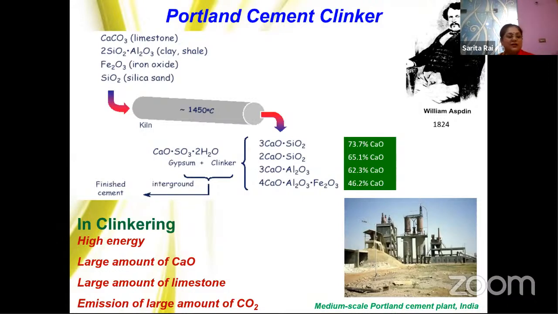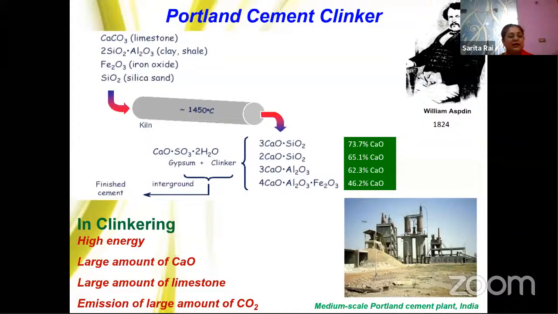Portland cement clinker was discovered by Joseph Aspdin in 1824. When we mix calcium carbonate, silica, clay, and iron oxide in a rotary kiln at 1450 degrees centigrade, nodules of clinker are formed. When these nodules of clinker are ground with gypsum, we get finished cement.